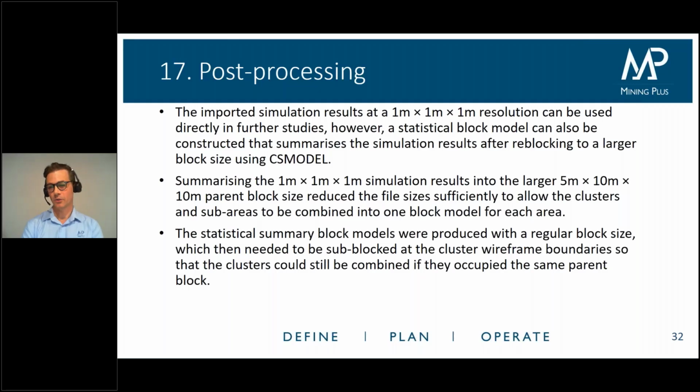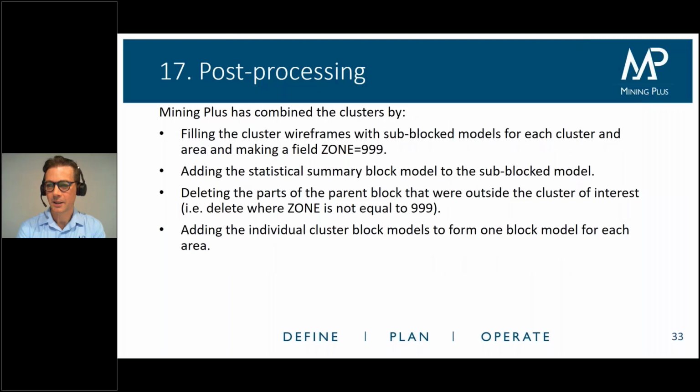So then you saw that each of the simulations were run on different domains, which were all stuck together. So we had regular block sizes. We needed to then sub-block that so that the clusters could be stuck back together again with no overlaps. And we just did that by filling each of the wireframes with sub-block models, stamping that statistical model onto the sub-block model, deleting the bits outside the cluster, and then we could add them all together.